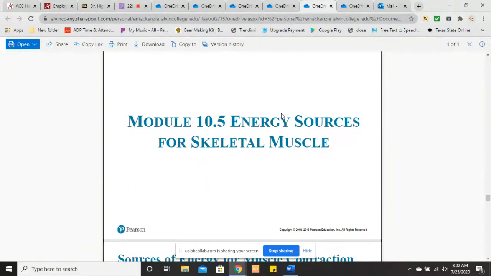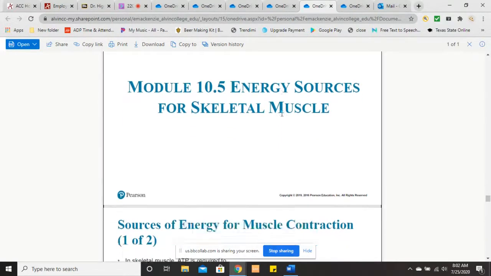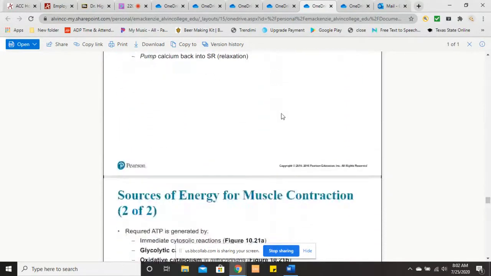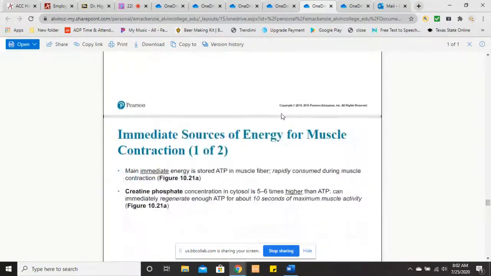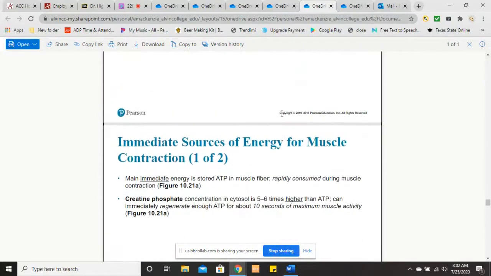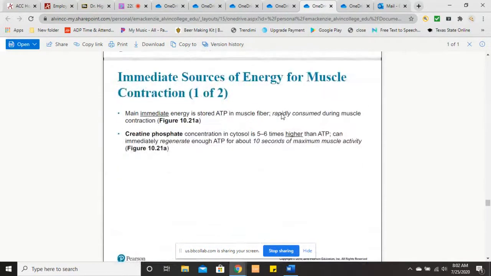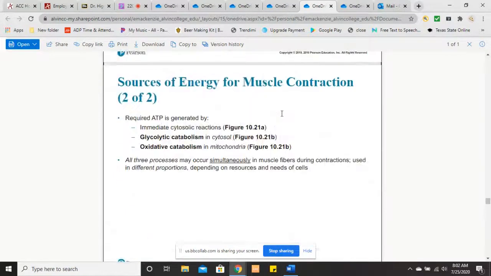So we got to spend some time talking about energy sources for skeletal muscles, really skeletal muscle cells. You have to know your three major energy sources and how they are giving you energy and for how long. There's three sources. There's something called creatine phosphate. It's a type of what we call an immediate cytosolic source of energy, but it's really just creatine phosphate. Then there's something called glycolytic catabolism, sometimes called glycolysis. And then there's oxidative catabolism, sometimes called aerobic respiration. This is what your mitochondria do.